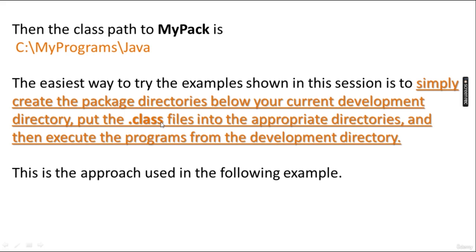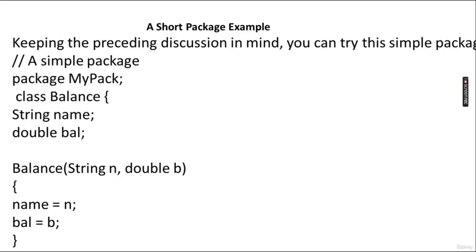The easiest way to try the example shown in this session is to simply create a package directory below your current development directory, put the class files into appropriate directories, and then execute the programs from the development directory. So to understand this, you simply create the package directory below your current development directory or current working directory. Second, put the class files into appropriate directories, and then execute the programs from the development directory. This approach is used in the following example. Short package example.